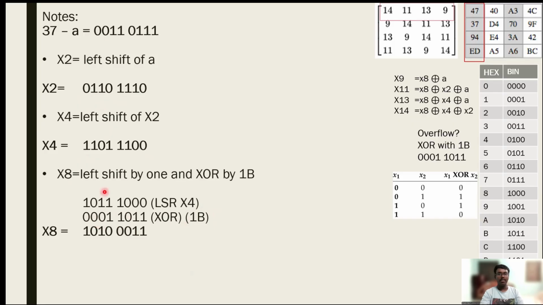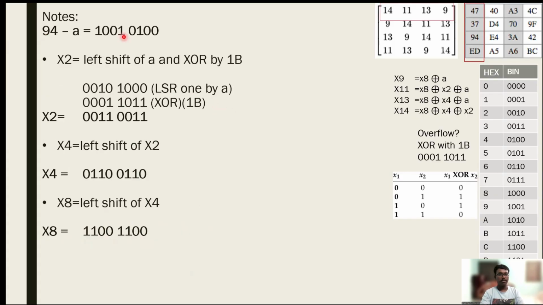So we are going to XOR with 1B as it has been left shifted. If it's been left shifted, 1, 0, 1, 1 have come here, 1, 0, 0, 0 has come here. So this is the left shift of x4 and we are going to find x8. Since 1 is gone, we are going to add it, that is XOR with 1B. So 1B is 0, 0, 0, 1, 1, 0, 1, 1. So if we are XORing it, 1, 1 is different, 1, different 1. We have same 0, same 0, same 0, different 1, same 0, different 1. So you got the answer for x8. So this is how you do it for 37.